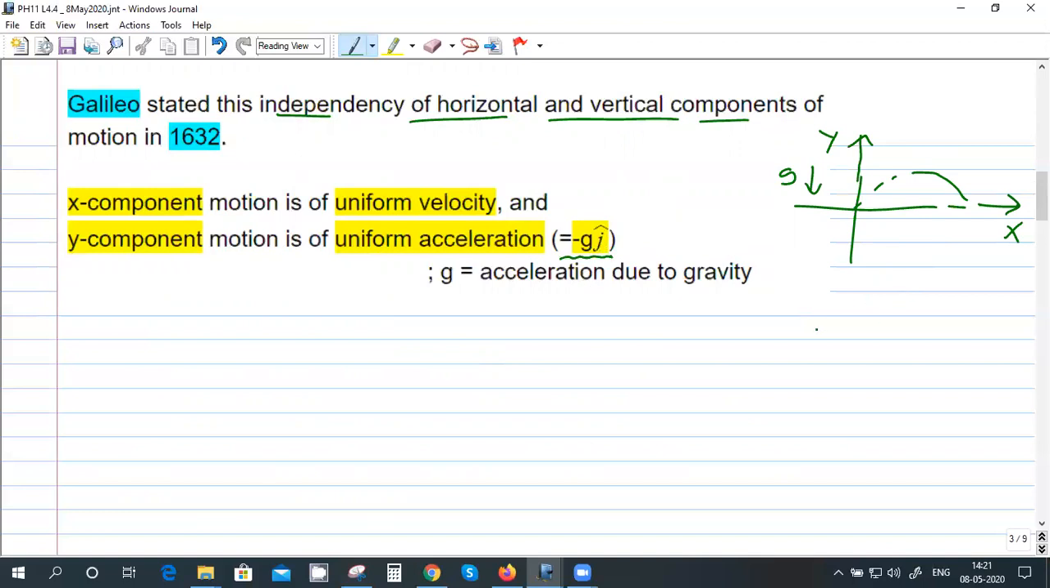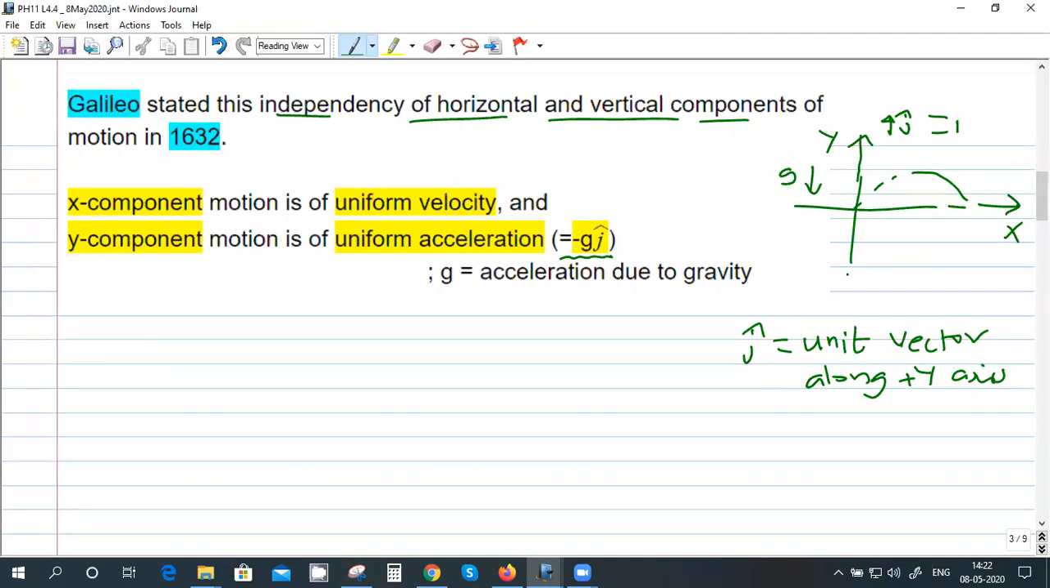You know what is j cap? Cap indicates unit vector. You know what's a unit vector? You know what's a vector? It has got direction, and magnitude. But a unit vector has got a direction, but the magnitude is 1. So it just gives us the direction information. So the j cap direction is this one, vertically upwards, and its length is 1. So minus j cap is downwards.